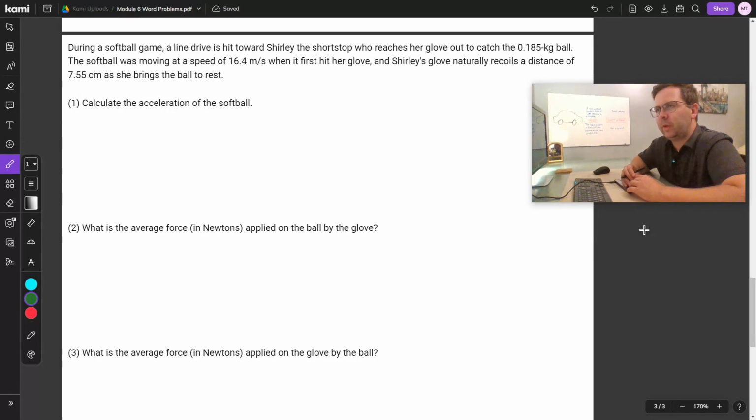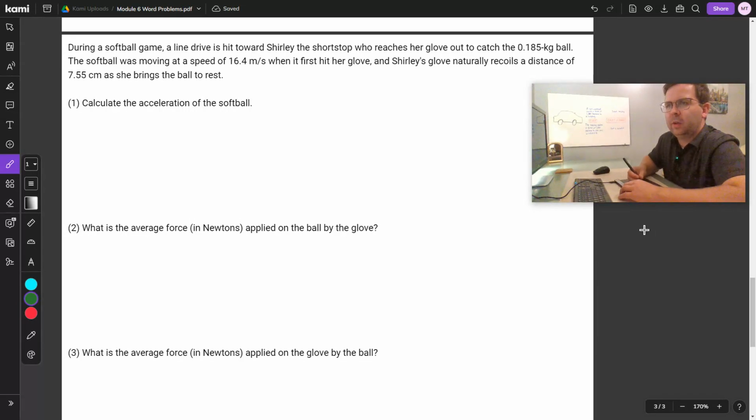The softball was moving at a speed of 16.4 meters per second when it first hit her glove, and Shirley's glove naturally recoils a distance of 7.55 centimeters as she brings the ball to rest. So, number one, calculate the acceleration of the softball.